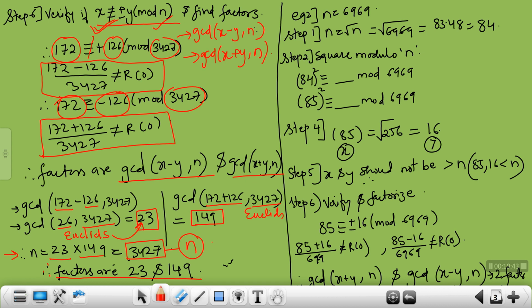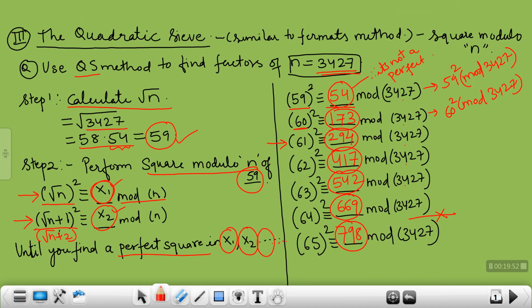So this is basically the quadratic sieve method, which is used to find out the factors of a given number. Let me quickly revise before I go to the next example.